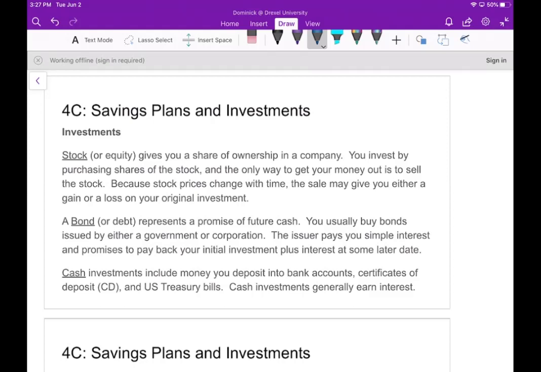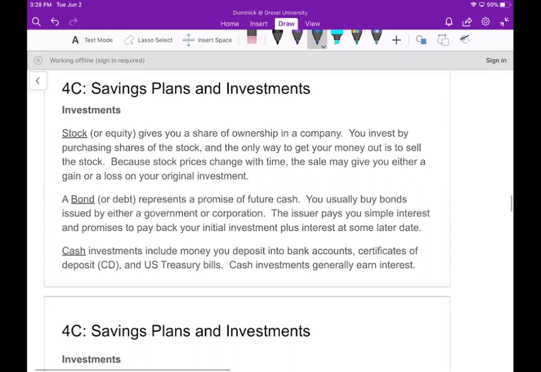Okay, of course, the next thing is a bond, which is sometimes called a debt, and it represents a promise of future cash. So you usually buy bonds issued by either a government or corporation. The issuer of the bond pays you simple interest and promises to pay back your initial investment plus interest at some later date. Right? And of course, the last one is cash, and cash investments include money you deposit in bank accounts, certificates of deposit, and U.S. Treasury bills. And cash investments, of course, generally earn interest.